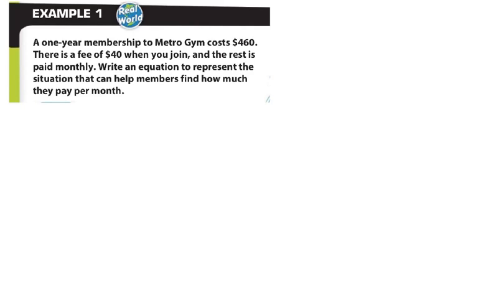It says, a one-year membership to Metro Gym costs $460. There is a $40 fee when you join, and the rest is paid monthly. Write an equation to represent the situation that can help members find how much they pay per month. Go ahead and read that again in your head, and seek to understand what the problem is looking for. Okay.